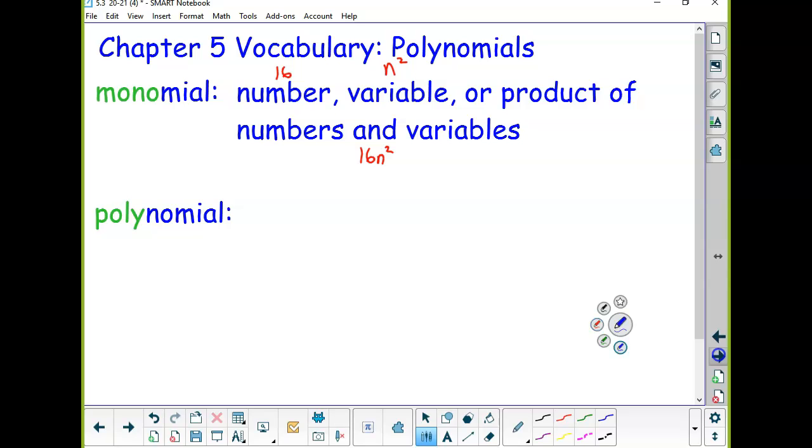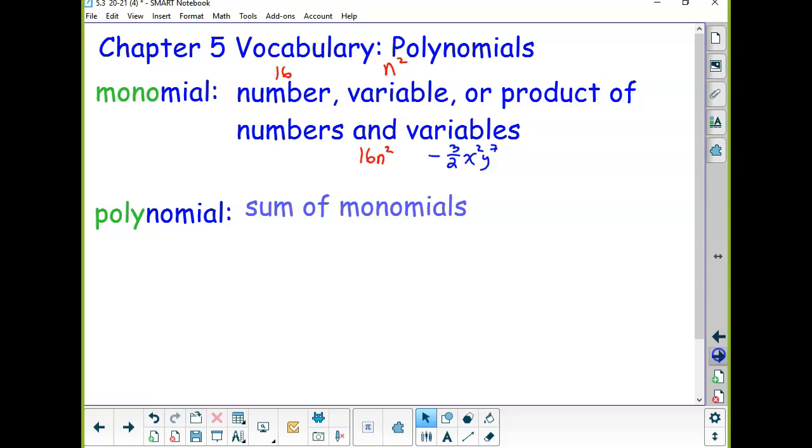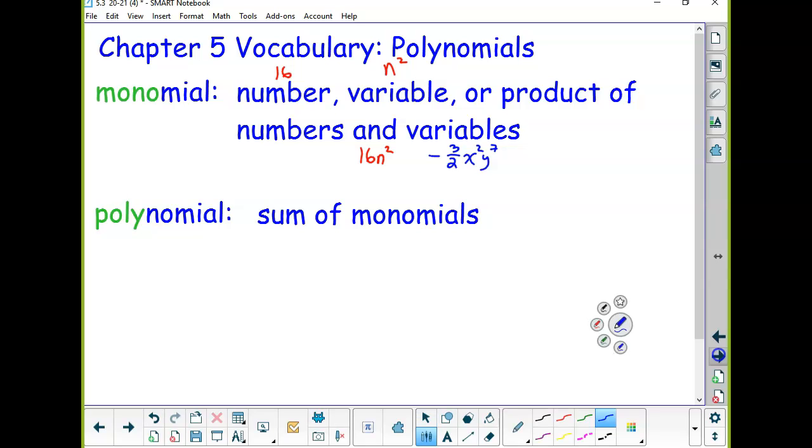If I wanted to, I could come up with another one. Negative 3 halves x squared y to the 7th. That's an example of a monomial term. Okay. So, if monomial is one term, what does poly mean to you? More than one, right? Many terms. And in this case, it's the sum of a bunch of monomial terms put together. So it could look really nice and friendly, kind of like this.